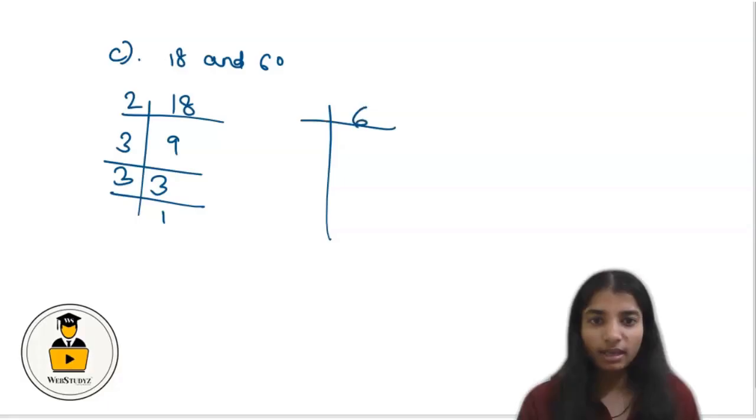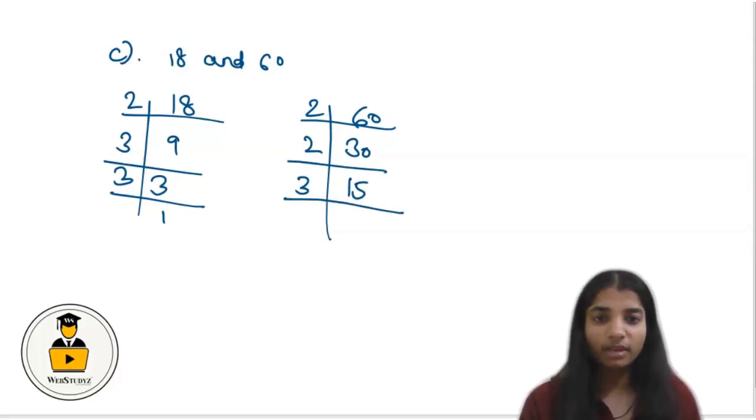Now we have 60. Again, 60 is divisible by 2. When we divide 60 by 2, we get 30. When we divide 30 by 2, we get 15. Now 15 is divisible by 3. When we divide 15 by 3, we get 5. And when we divide 5 by 5, we get 1.